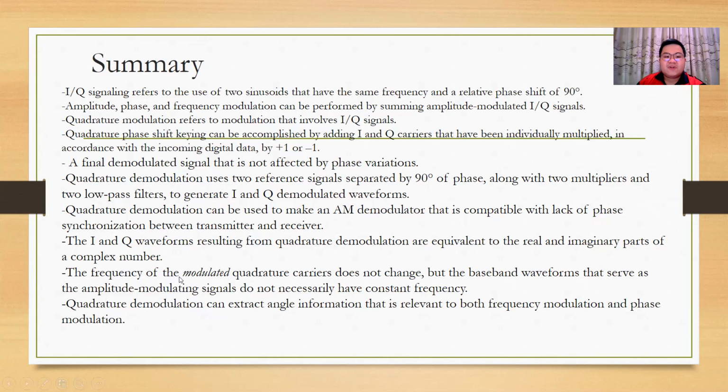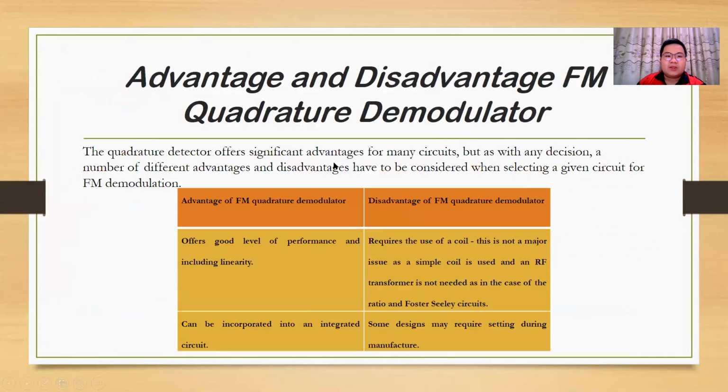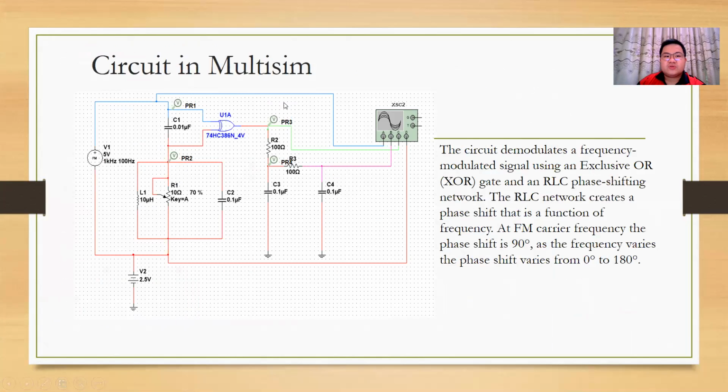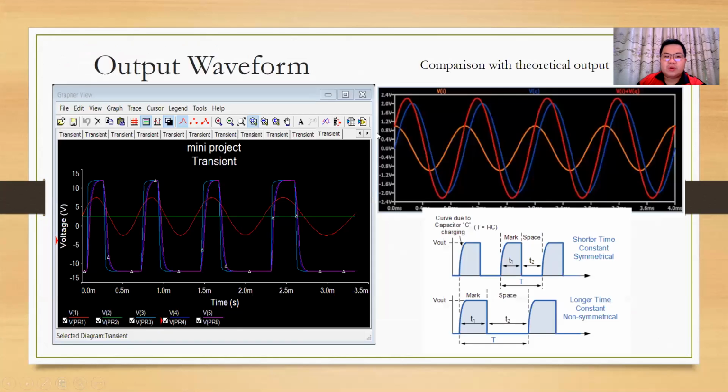So the frequency of the modulated quadrature carriers does not change, but the baseband waveforms that serve as the amplitude modulating signals do not necessarily have constant frequency. The last one is that quadrature demodulation can extract angle information that is relevant to both frequency modulation and phase modulation. So this is my presentation, from the introduction of the quadrature detector to the circuit, methodology, comparison, and the summary.